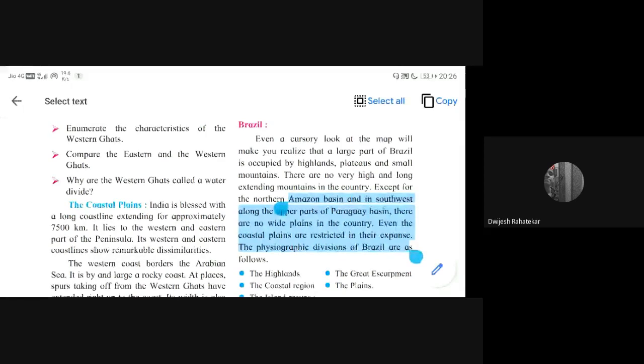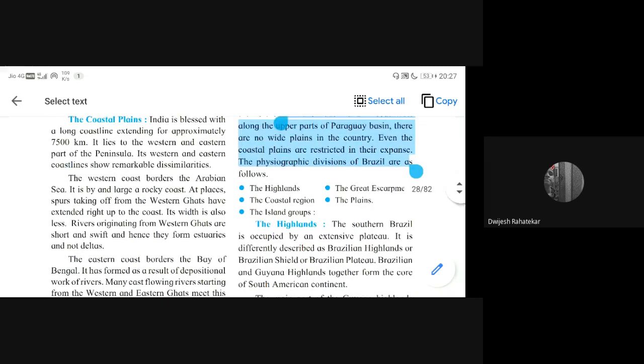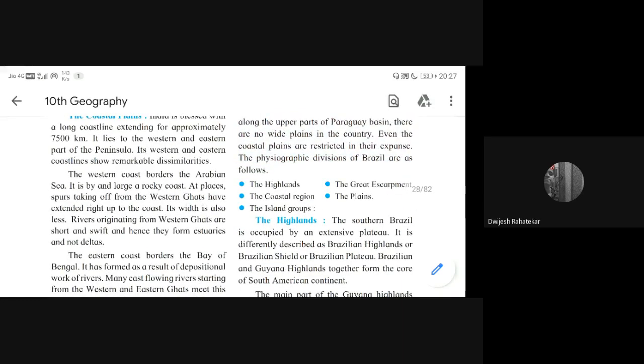Okay, Brazil is also blessed with a very long coastline, but in the coastal region also, there is not very much flat land or plain land present there, and it is not expanded too much. So the physiographic divisions of Brazil are as follows.